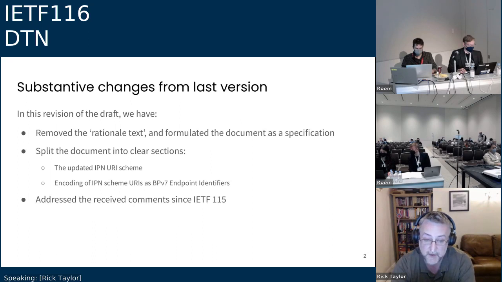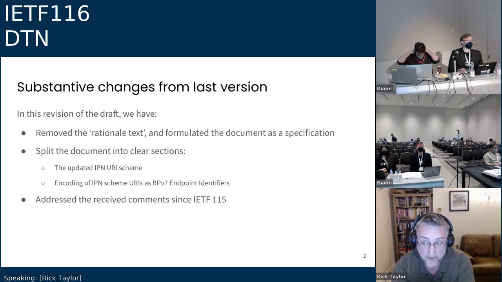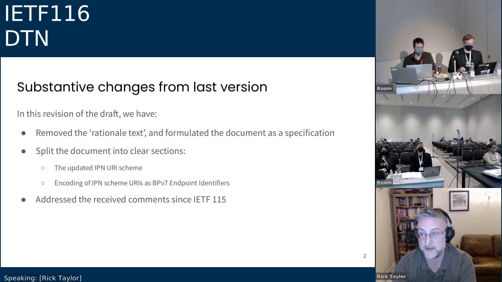The other major thing we have done is to split the document into two clear parts. Not sections, as that isn't quite the right word because there are about 8 sections, but the first part of the document deals with the IPN URI scheme. As should be familiar to people, DTN addresses things in terms of URIs, and we are specifically in this document talking about an update to the IPN URI scheme. So the first half of this document is focused on that URI scheme, and the second half talks about how one encodes these updated IPN scheme URIs for BPv7 to be used as endpoint identifiers. Having done that work, I don't know about Ed, but I personally feel it really clarifies the document into two parts, so that you can understand what we're talking about with IPN URIs and then some of the issues we're addressing in terms of encoding that.